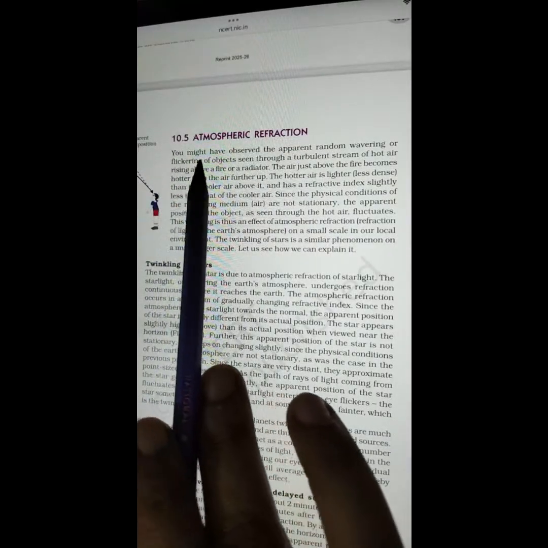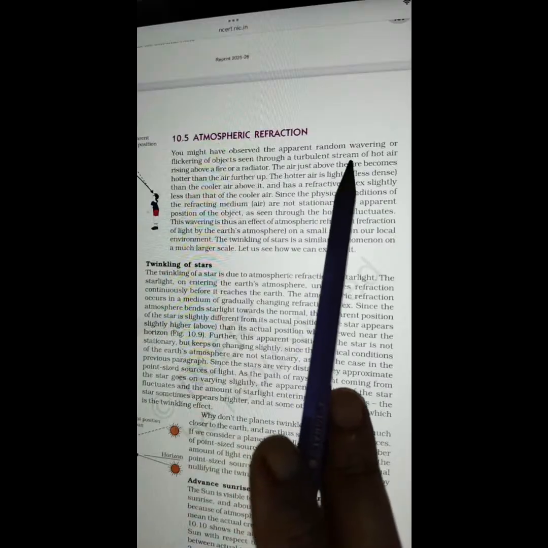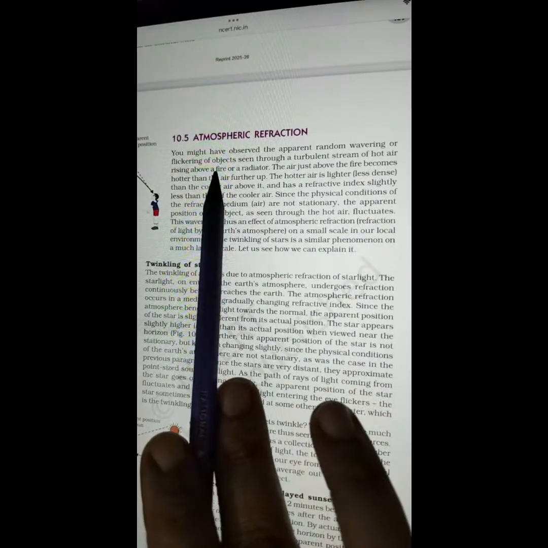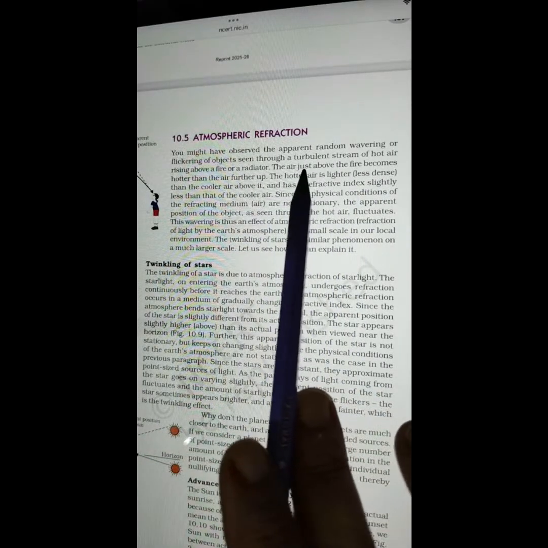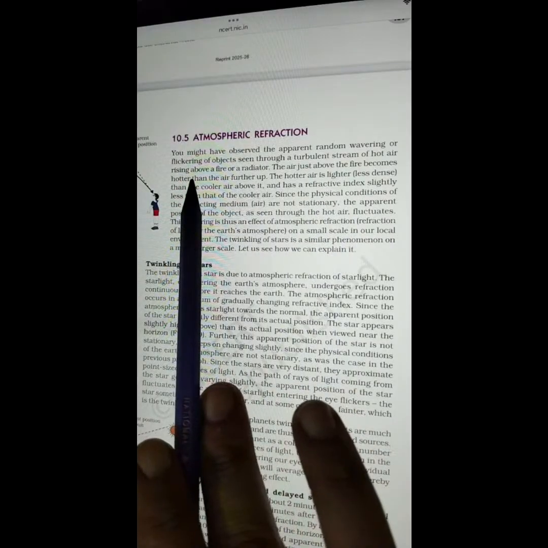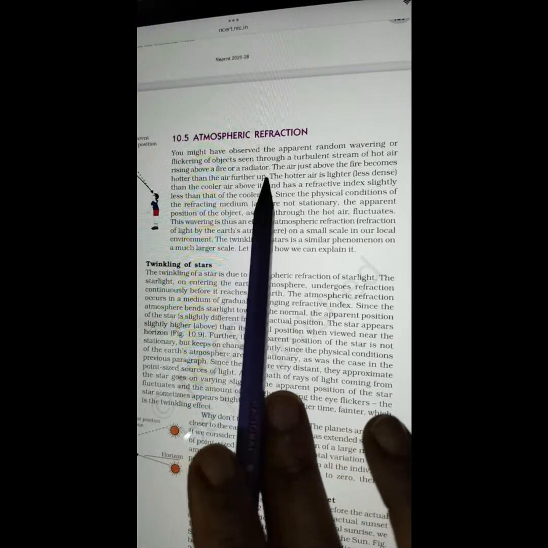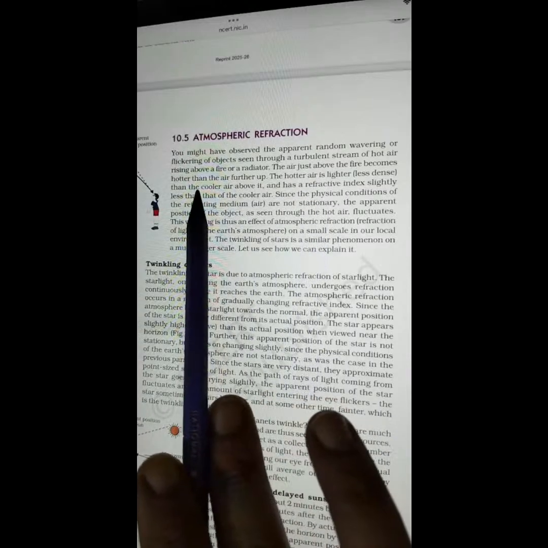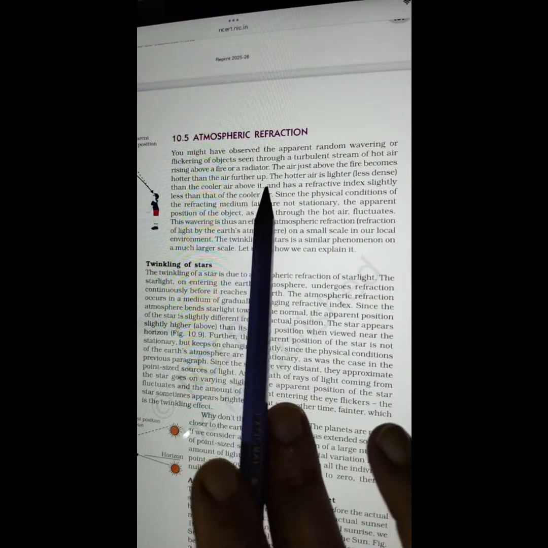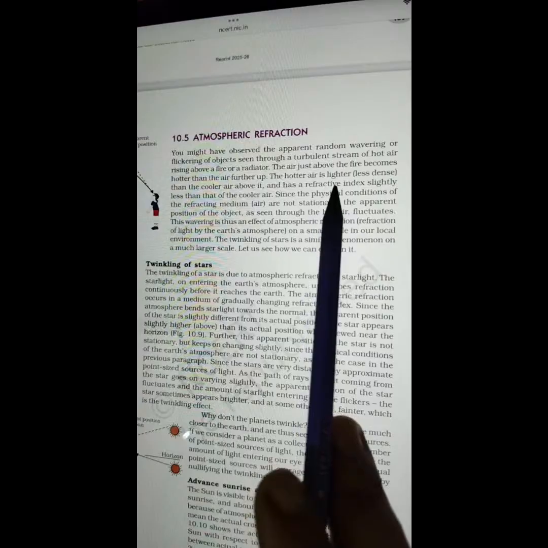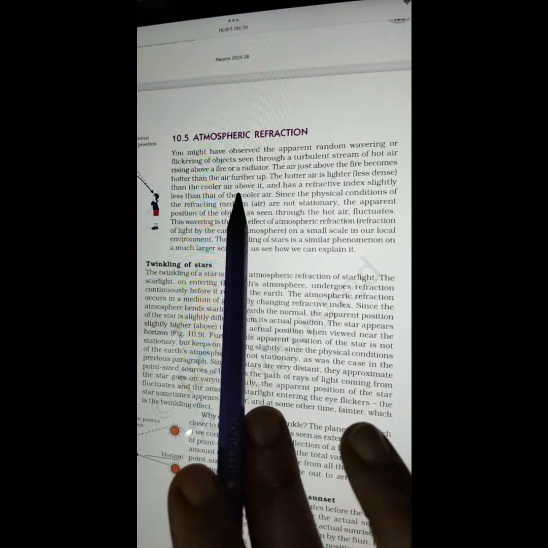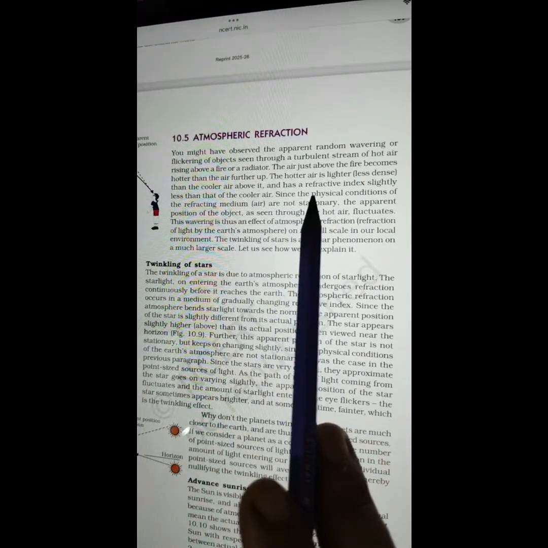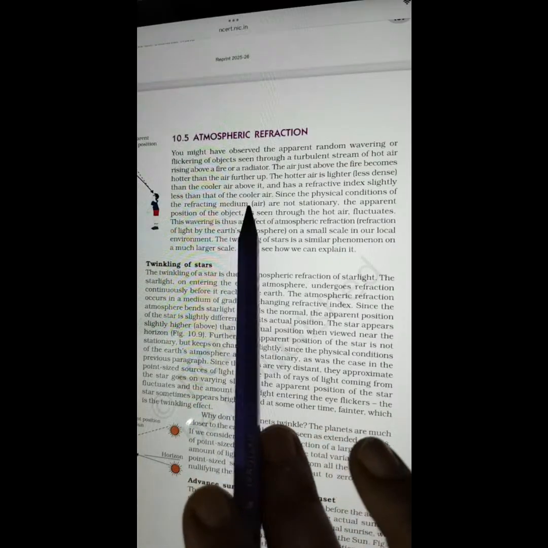Atmospheric refraction. You might have observed the apparent random wavering or flickering of objects seen through a turbulent stream of hot air rising above a fire or a radiator. The air just above the fire becomes hotter than the air further up. The hotter air is lighter, less dense than the cooler air above, and has a refractive index slightly less than that of the cooler air.